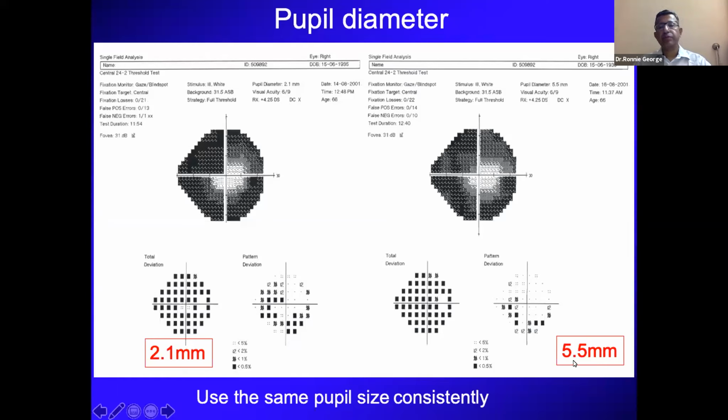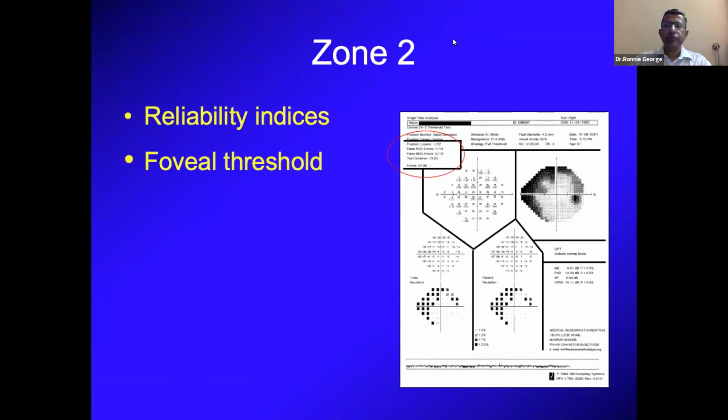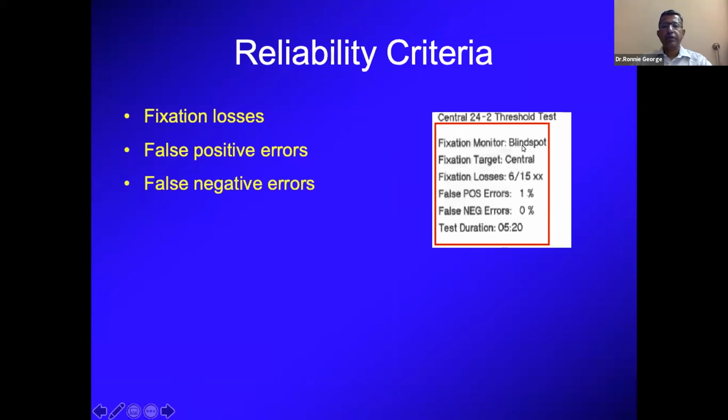And suppose you're doing the visual fields dilated, it's always a good idea on follow-up to continue to do it dilated, because there can be some variation between a dilated versus a non-dilated pupil. Zone 2 contains useful information like your reliability indices and the 4-wheel threshold. So your reliability indices include the fixation monitor, blind spot, which we'll come to a little later, the fixation target, which we spoke about, central small diamond or large diamond, the false positive and the false negative errors.